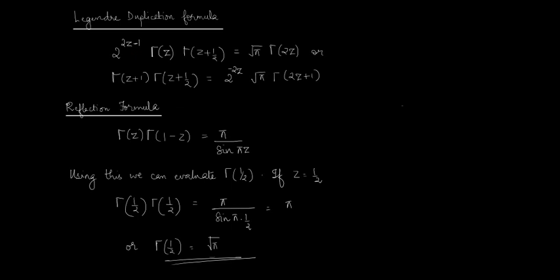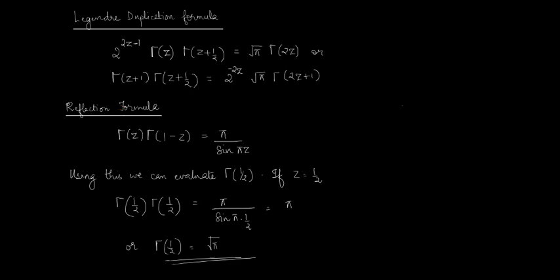There are certain very important relations that gamma function satisfies. One such relation is called the Legendre duplication formula, which is given like this: 2 raised to 2z minus 1 gamma z plus half is root pi gamma 2z. Or it can be put in a different fashion, this relation: gamma z plus 1 into gamma z plus half is 2 raised to minus 2z root pi gamma 2z plus 1. This is the Legendre duplication formula. We have an elaborate proof for this formula, which we will be seeing when we see beta function.